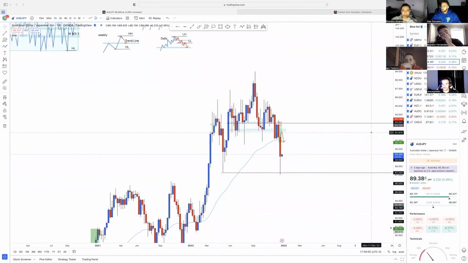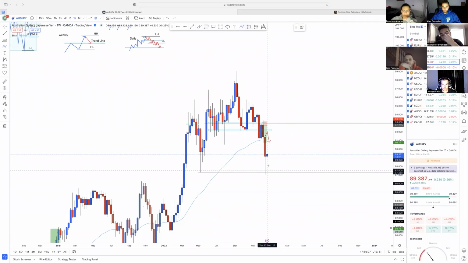This right here is going to now have a pullback to this level right here. It's gonna have a pullback to around this level. It's going to come back, retest the weekly EMA, retest weekly structure, and then we are going to body close or reach around these lows right here, which is going to be this structure level right here, right?